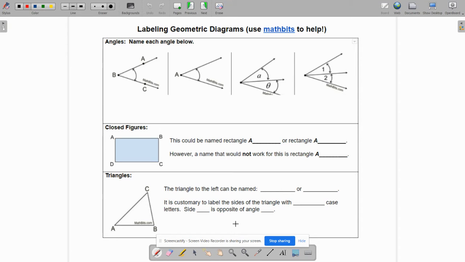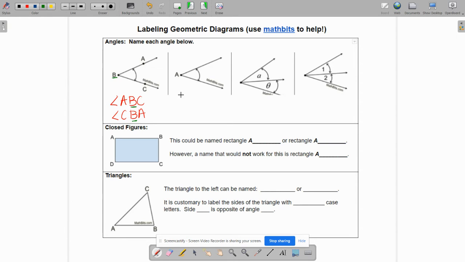So let's talk about how to actually label geometric diagrams. With angles, there's a few different ways that you might see an angle labeled. If you have 3 points of your angle, one being the vertex and one on either ray, you could name it with angle ABC or angle CBA. The key here is that that letter B, which is where your vertex is, has to be in the middle.